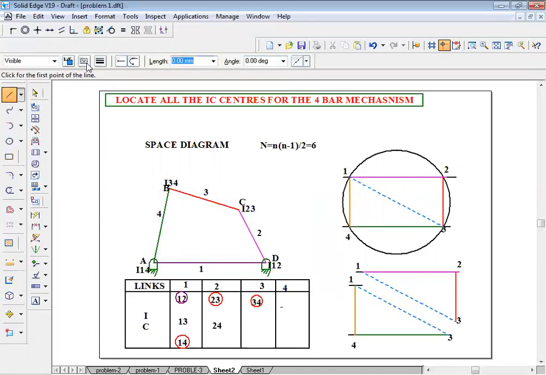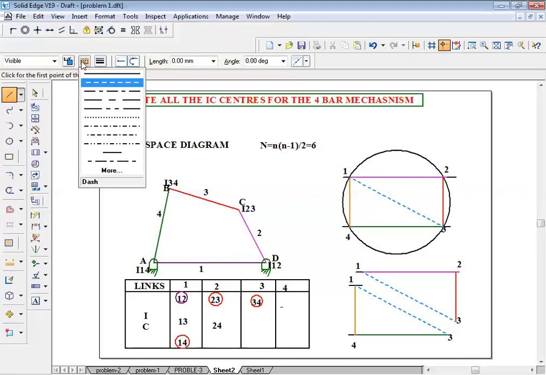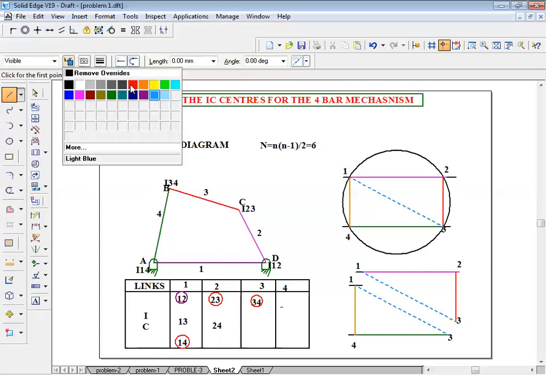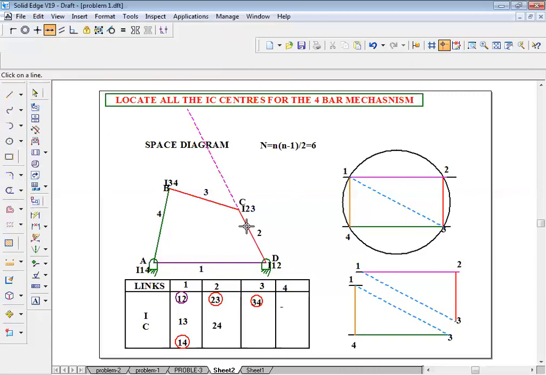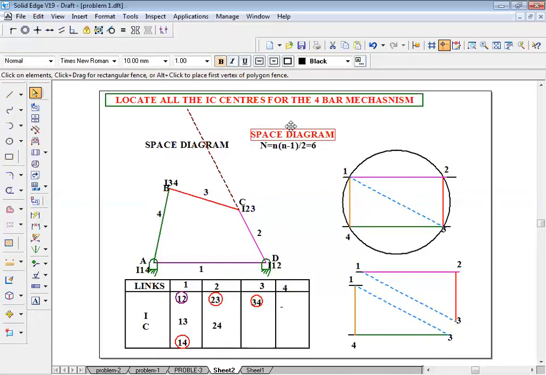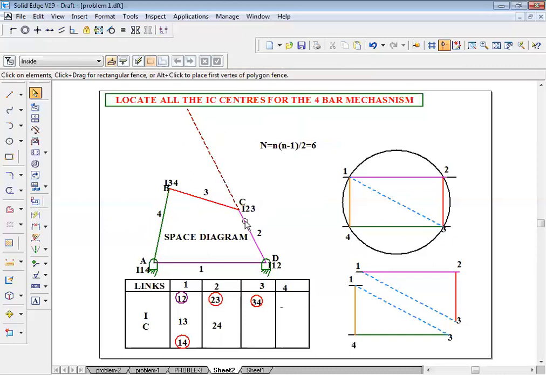Therefore, I will take a hidden line now, and change the color. Now on the space diagram I'm going to draw the line which is parallel to link number 2. Okay, this is parallel now. I don't know the position of that yet. For that, we need to consider the bottom one.